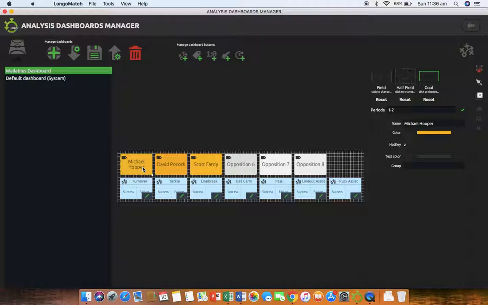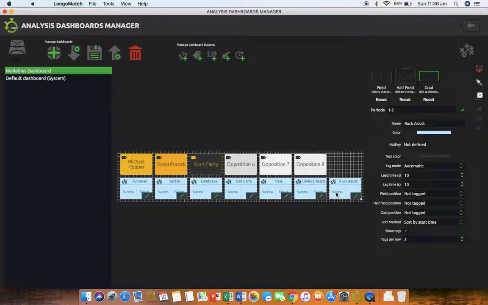The final performance indicator is probably one of the most common ones that these players would be involved in, and that is ruck assist. So that is after a tackle and the play is broken down on the ground. If any of these players are involved in the ruck, whether it be in attacking or defensive sense, they would be clicked and they would be considered a success as they are involved in that ruck there.